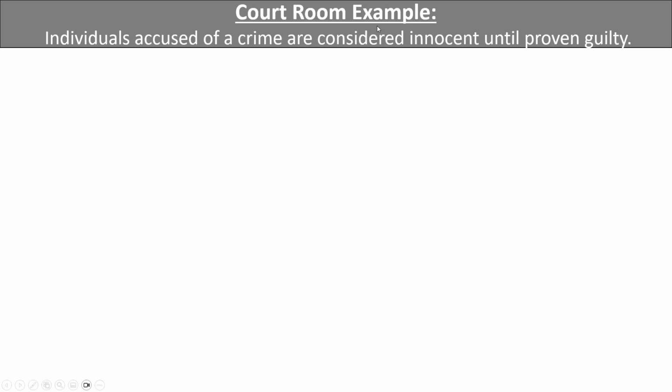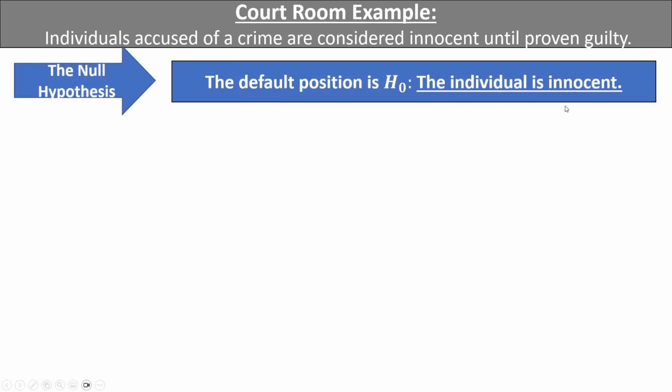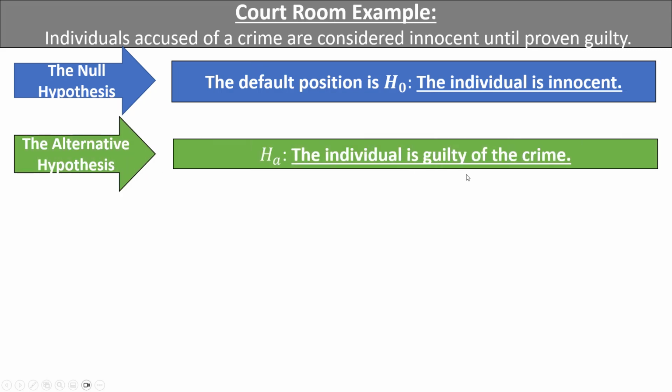The courtroom example is a common analogy used to understand the logic of hypothesis testing. For criminal proceedings, individuals who've been accused of a crime are considered to be innocent until proven guilty. That means that the null hypothesis, or default position, is that the individual is innocent of the crime they've been accused of. The default position for someone who's been accused of a crime is not that they are guilty. They are presumed to be innocent until they have been proven guilty. On the other hand, we have our alternative hypothesis, which would be that the individual is guilty of the crime.